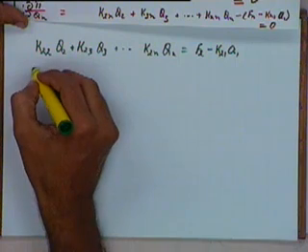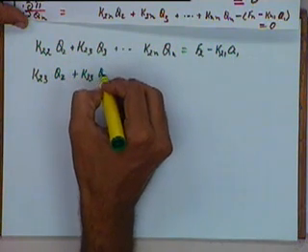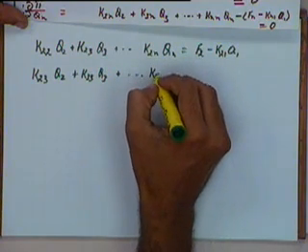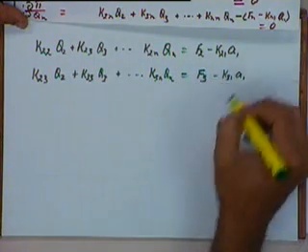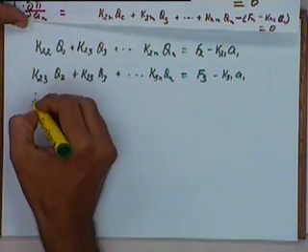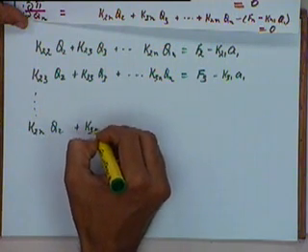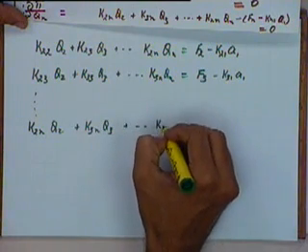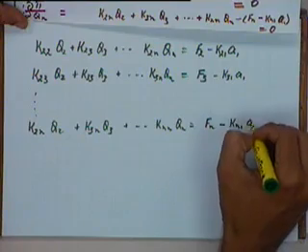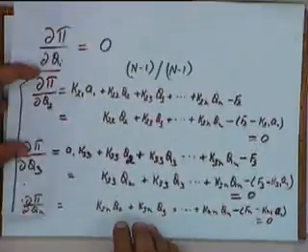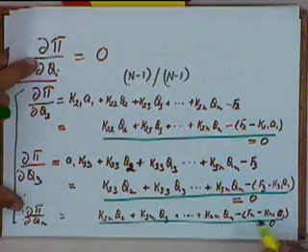The second equation that we have is k23 q2 plus k33 q3 so on till k3n qn is equal to f3 minus k31 a1. And the last in the series would be k2n q2 plus k3n q3 so on till knn qn will be equal to fn minus kn1 a1. Basically, I have just rewritten these equations again.